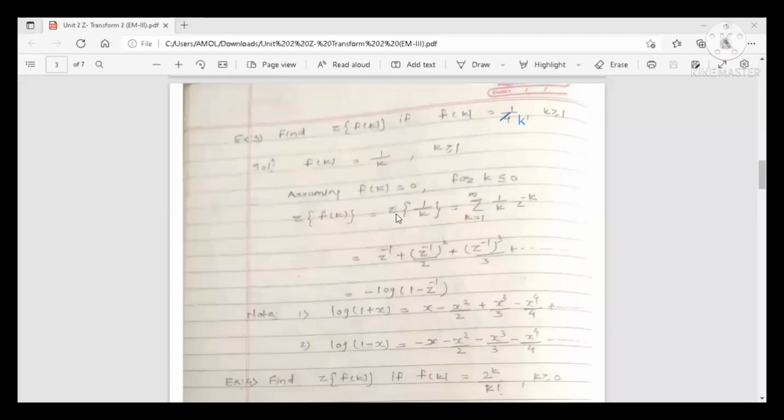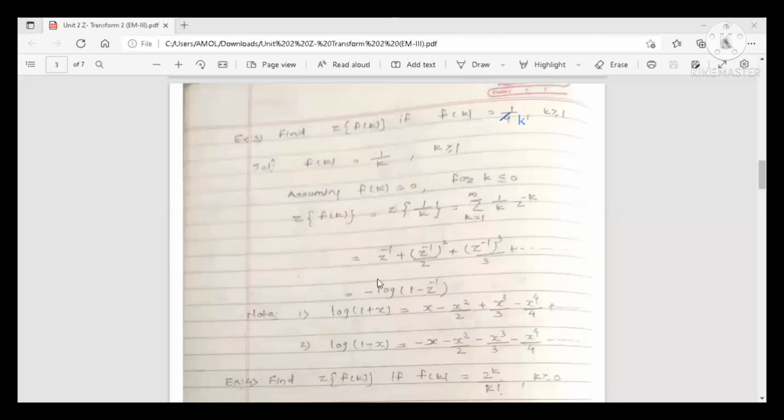So the Z transform of 1 by k is equal to, you apply the formula of Z transform, summation of f of k, meaning 1 by k into z raised to minus k, where k varies from 1 to infinity, because the condition is k greater than or equal to 1. Now put k equal to 1, the first term is z raised to minus 1. When k is 2, the term is 1 by 2, so (z raised to minus 1) to the power 2. When k is equal to 3, it is 1 by 3 into (z raised to minus 1) to the power 3, and so on.